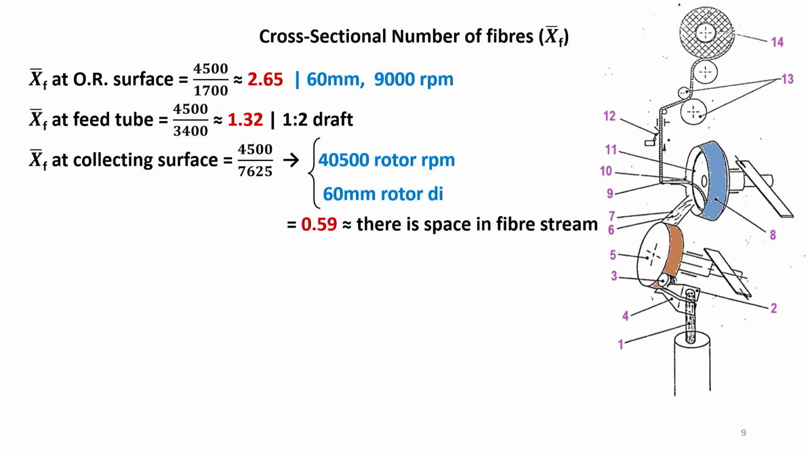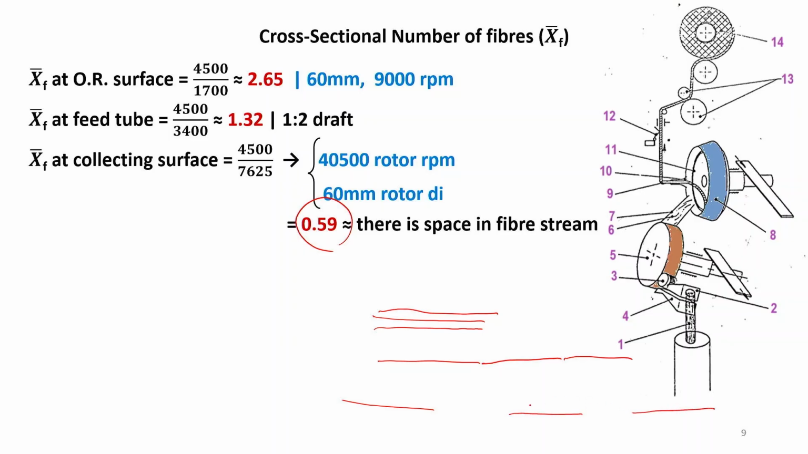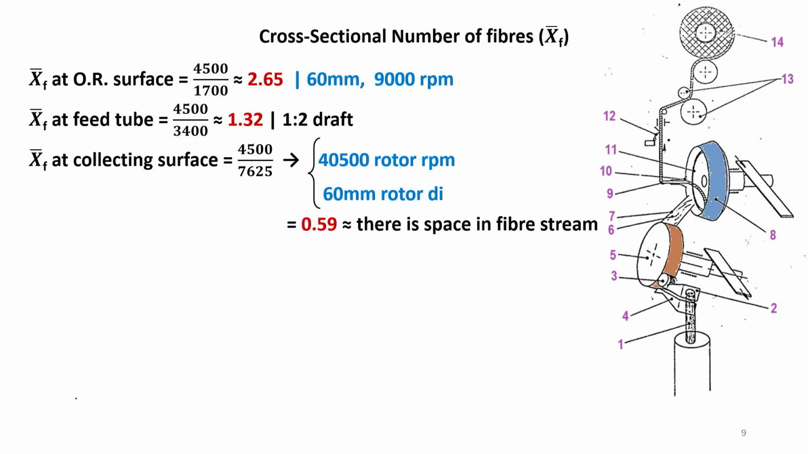So, what does it mean? We know this is 2 fibers in the cross section, that is understood. So, 3 fibers in the cross section, okay. 1 fiber in the cross section, that is also understood. What is 0.59? This value comes because there is a gap between 2 consecutive fibers. So, 0.59 means the fibers are landing one by one after a certain interval. That is why we get the value 0.59.